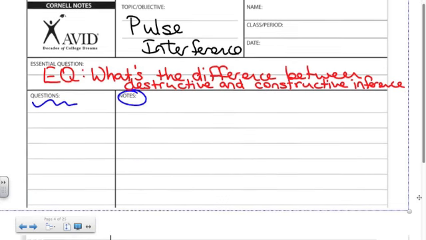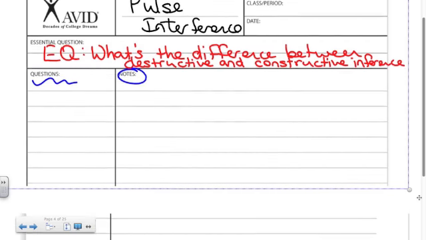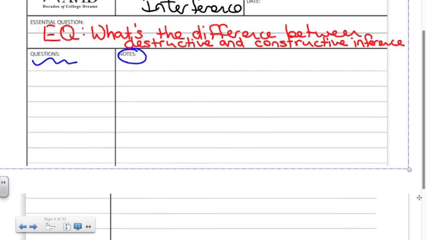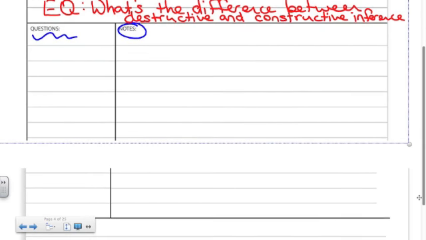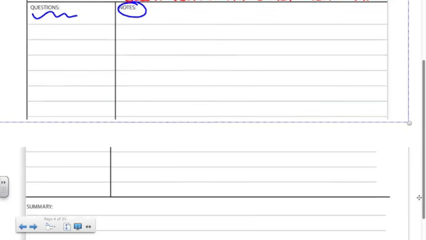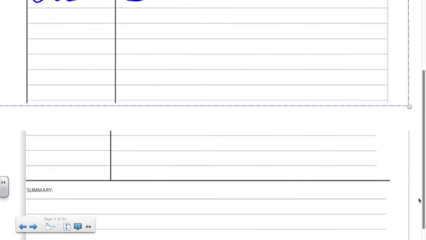Now you've already seen some examples of constructive and destructive interference, but now what I'm going to do is I'm going to take you through a couple simulations so that you can see it in slow motion. Also, you can chart what happens to amplitude, what happens to energy, and what happens to speed. The last thing that you're going to get here is some vocabulary for constructive and destructive interference. And then finally how you can actually chart this out on a piece of paper when two pulses are actually going to interfere.